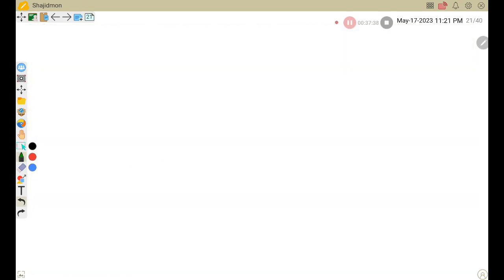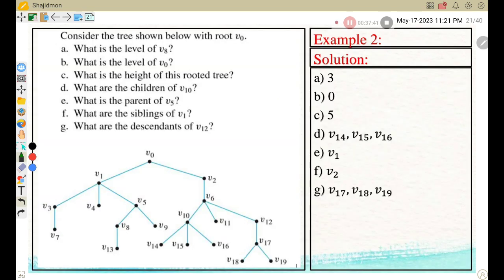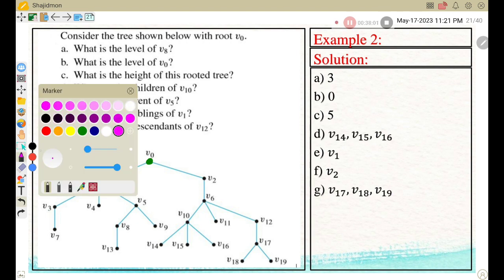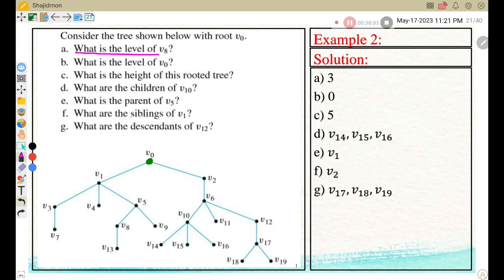Now I will ask one question here. You can see we need to answer this question. Example number 2. Consider a tree here. One tree is given. This is V0. Starting from V0, there are many branches. You can see vertices V1, V2, V3 up to V19. Now what is the first question we need to answer? What is the level of V8?